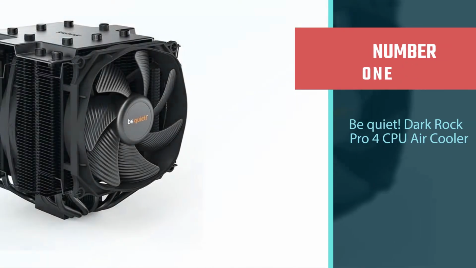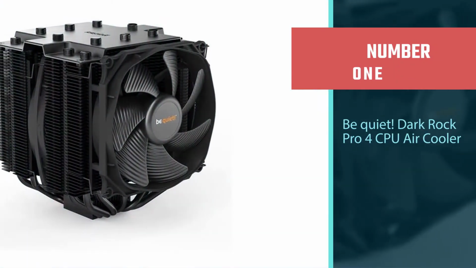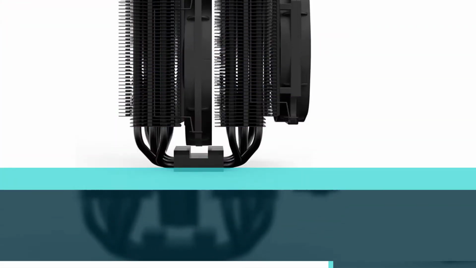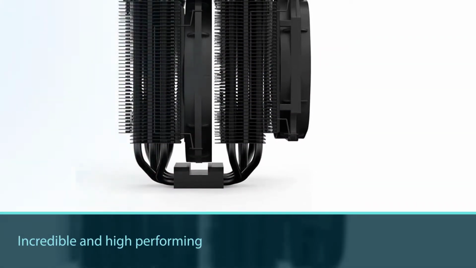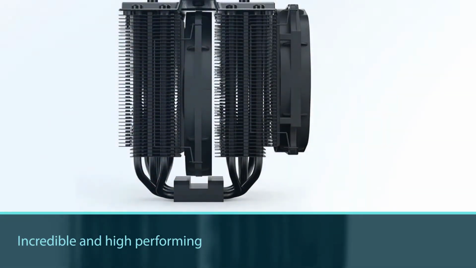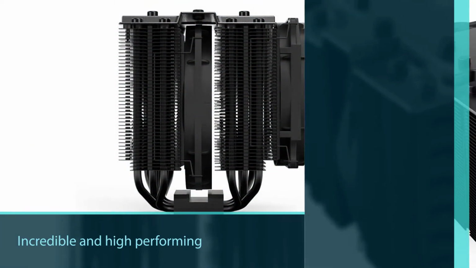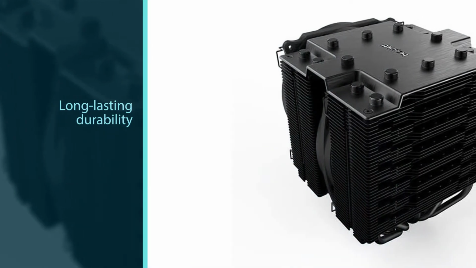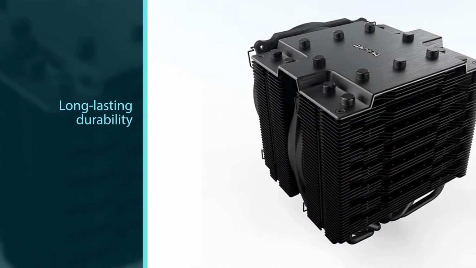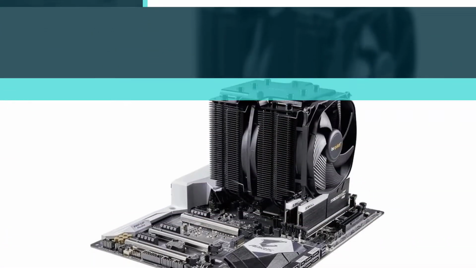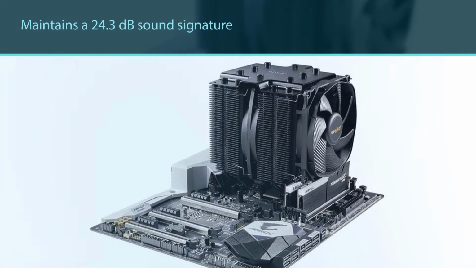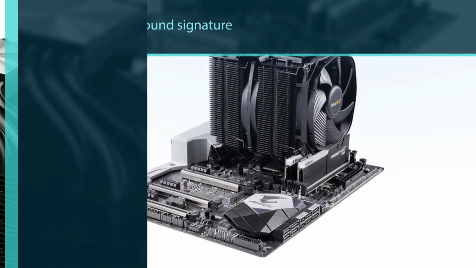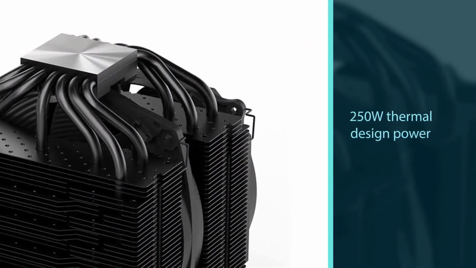Number 1, most popular. Be quiet! Dark Rock Pro 4 CPU Air Cooler. The company is famous for top quality PSUs that are incredible and high performing. This remarkable product has dual fans with long-lasting durability and is virtually inaudible. The company feels proud because of this product, as it maintains a 24.3 dB sound signature along with 250W thermal design power.